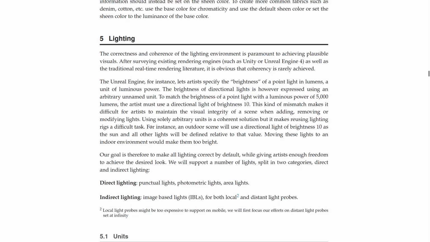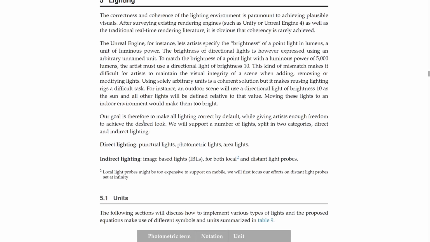Very subjective. So for instance, in an outdoor scene, we'll use a directional light of brightness 10 as the sun, and all the other lights will be defined relative to that value. Moving these lights to an indoor environment would make them too bright. The goal, therefore, is to make all lighting correct by default, while giving artists enough freedom to achieve the desired look. We will support a number of lights split into two categories, direct and indirect.